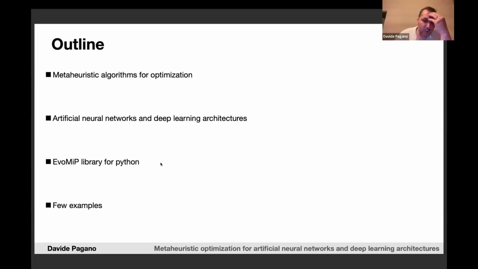First of all, I will start with an introduction on metaheuristic algorithms and their common underlying ideas. Then I will talk about the optimization of neural networks and all the different components involved, and I will mainly focus on the optimization of the weights, as we will see later. Then I will introduce a new library for metaheuristic optimization called EvoMIP.